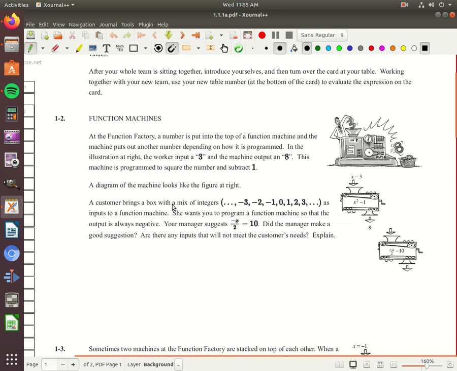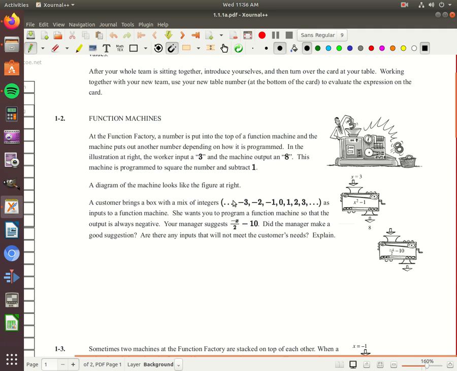A customer brings in a box of mixed integers as inputs into the function machine. She wants you to program a function machine so that the output is always negative. Your manager suggests negative x over 2 minus 10. Did the store manager make a good suggestion? Are there any inputs that will not meet the customer's needs?